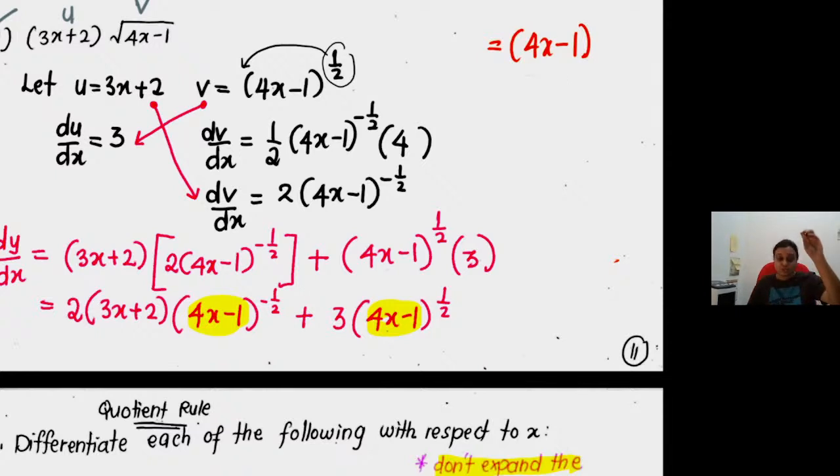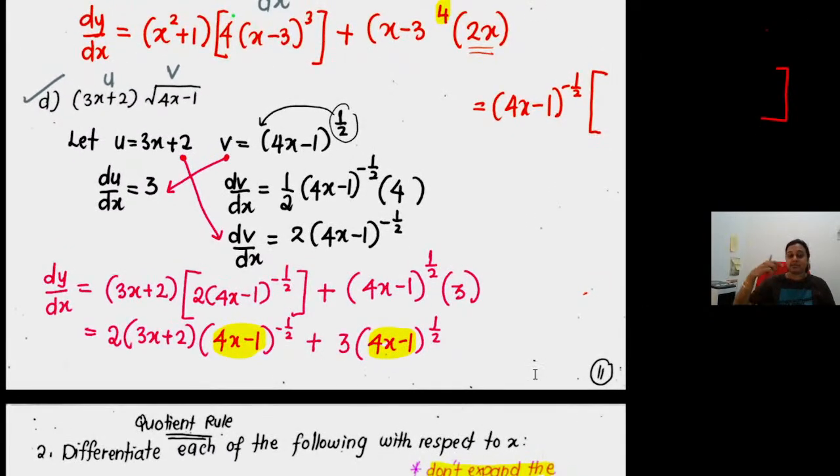Always take the smaller power. Who is smaller here, negative 1 over 2 or 1 over 2? Obviously, negative 1 over 2. So put outside negative 1 over 2. So you are factoring out already. Now you put a big bracket because you are going to write the balance. The remaining all still must be written down inside the big bracket.